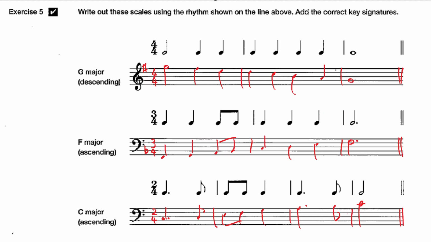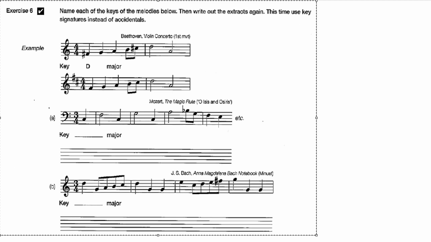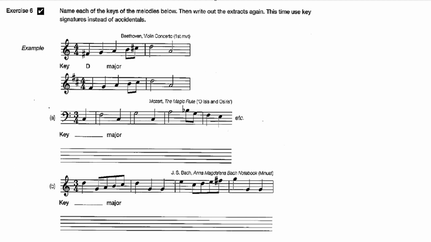That is exercise 6. So we have to name each of the keys of the melodies given and then write it out again using key signatures instead of accidentals, and you will see how much tidier they look. This is really good musical handwriting practice, and I know this feels like being back in early years of school, but it is actually really important that you're able to do this. So we've got some nice real music here from various composers. You can look these up on Spotify and listen to the whole piece. I recommend that you do.